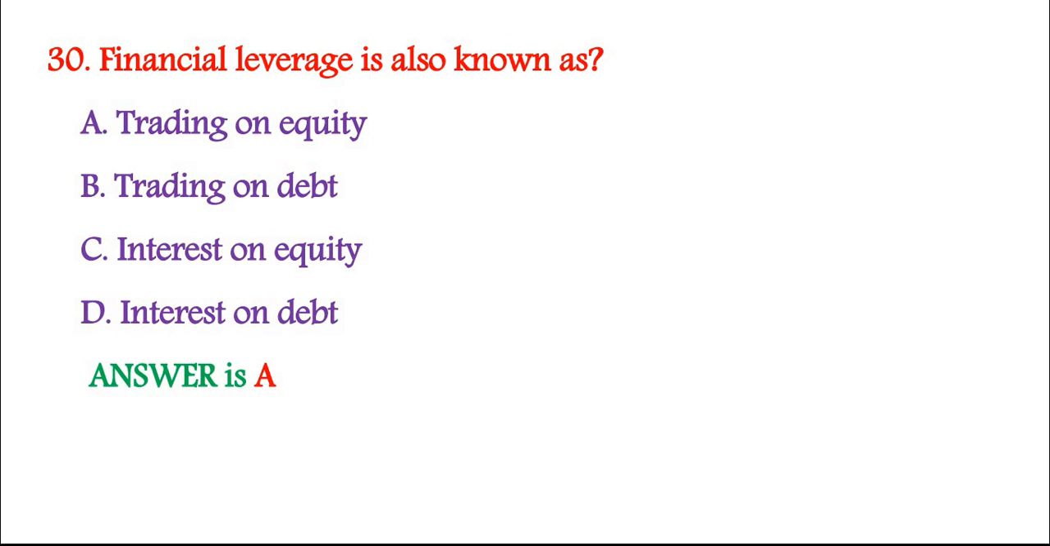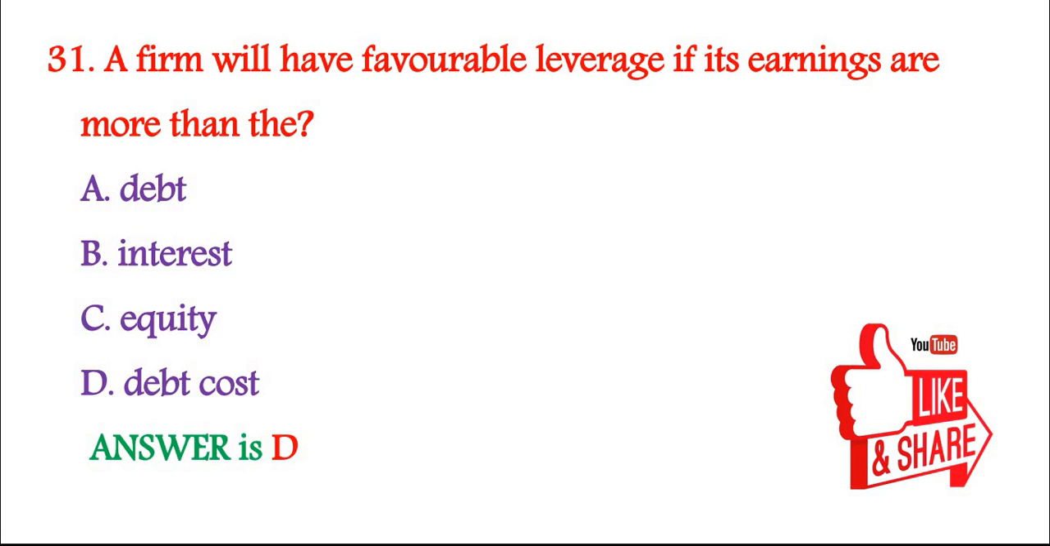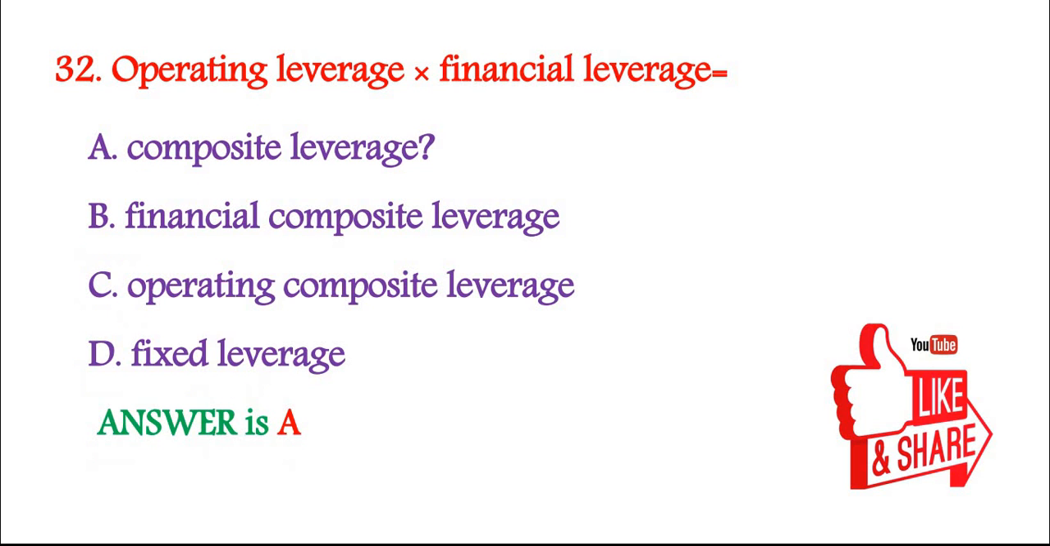30. Financial leverage is also known as A. Trading on equity. B. Trading on debt. C. Interest on equity. D. Interest on debt. Answer is A. 31. A firm will have favorable leverage if its earnings are more than A. Debt. B. Interest. C. Equity. D. Debt cost. Answer is D. 32. Operating leverage times financial leverage equals A. Composite leverage. B. Financial composite leverage. C. Operating composite leverage. D. Fixed leverage. Answer is A.